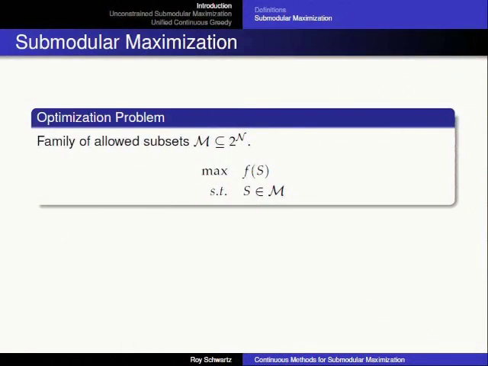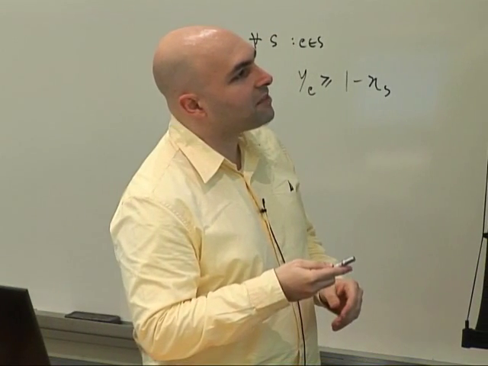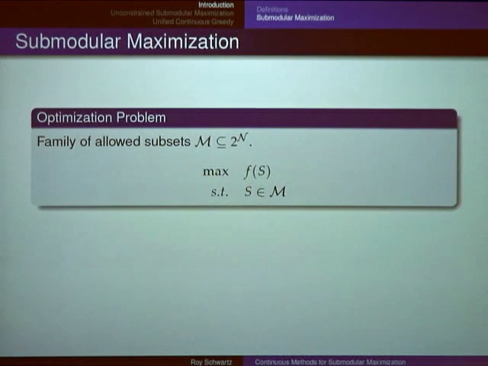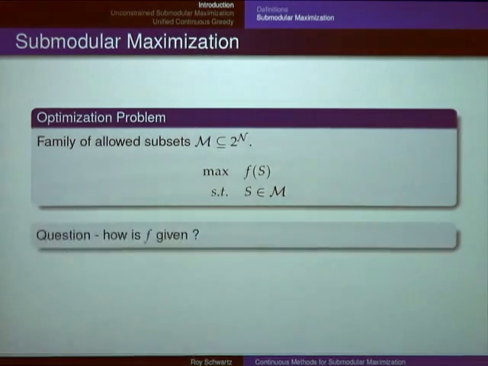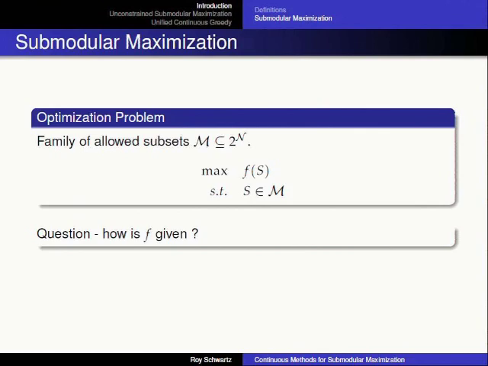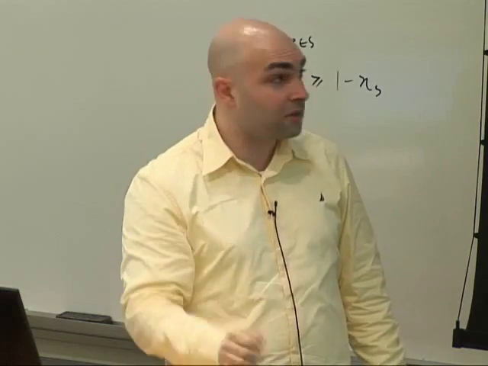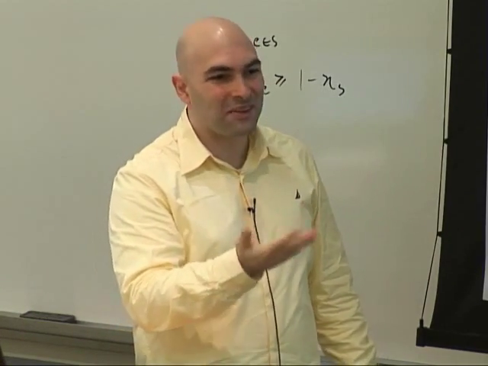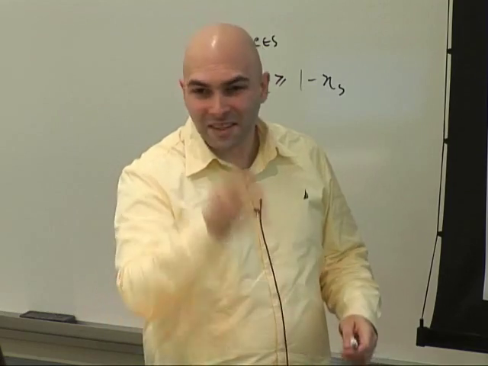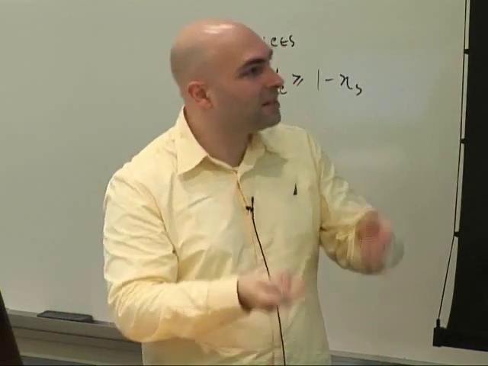So let's look at the basic submodular maximization problem. All you have is just a family M of feasible subsets, and you want to maximize a submodular function over all feasible solutions. So this is a very basic problem. An obvious question before we start looking at specific cases of this problem is, how is f given? Note that if f is given explicitly, so if you have a list of all possible subsets and their values, this problem is trivial, assuming that you can check feasibility efficiently, right? Just go over all subsets in the list you're given, check feasibility, and you're done.